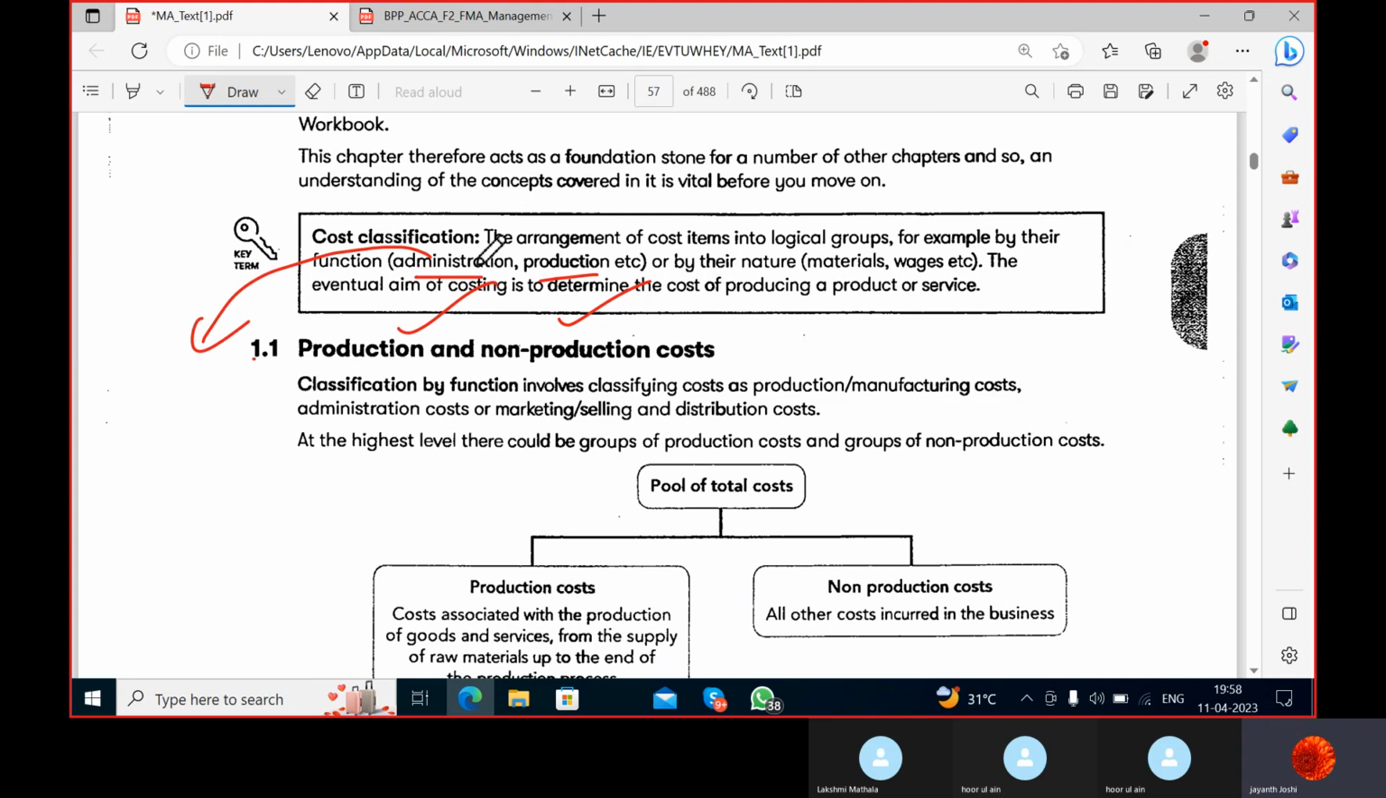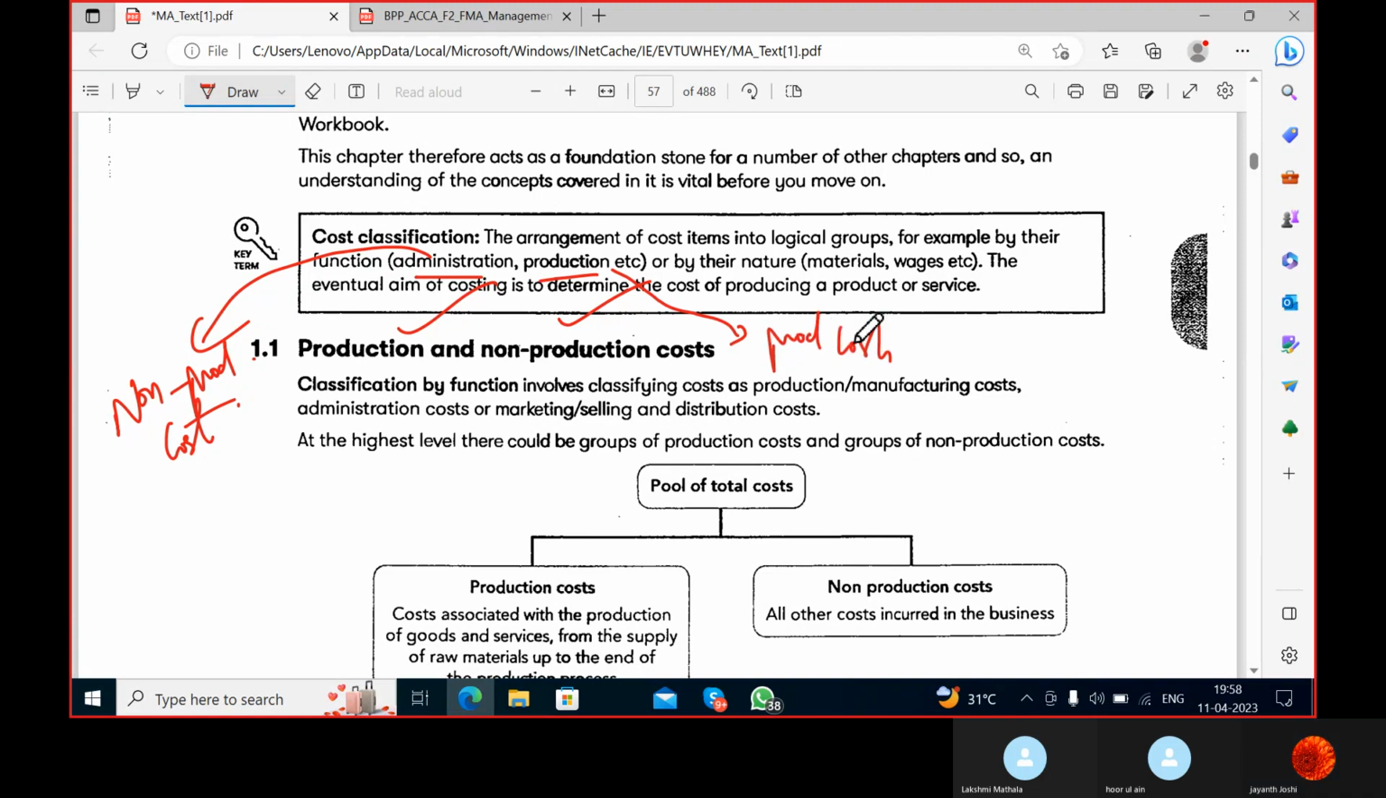Administration comes under production cost or non-production cost? My question is that. Production cost? How is it production cost? Administration is from the office or from the factory? Office. Of course, office. So administration is nothing but non-production cost. And production is definitely production cost. By the nature, we will see material and wages. These are nothing but the costs which we are incurring for certain specific things.